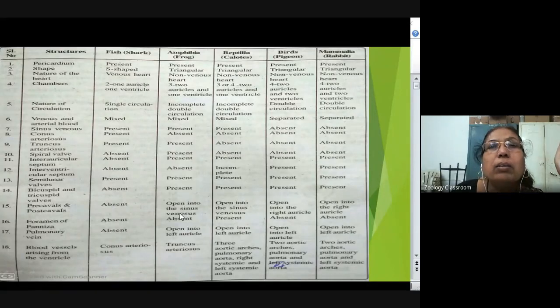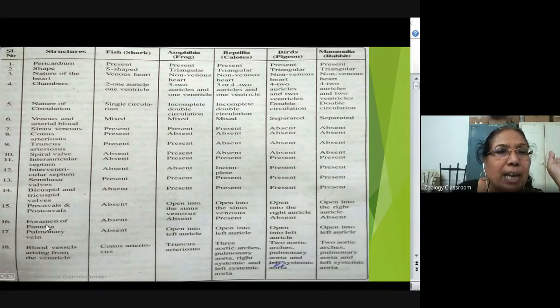In amphibia, these open into the sinus venosus. Two precavals and one postcaval together form the sinus venosus. Like this way, these are present in reptile but absent in mammal. In mammal, precaval and postcaval open separately. And in bird, similar.